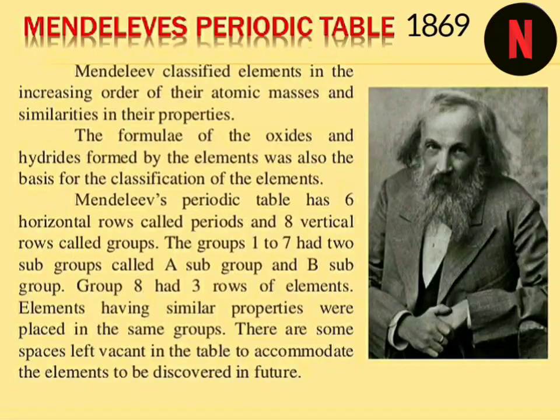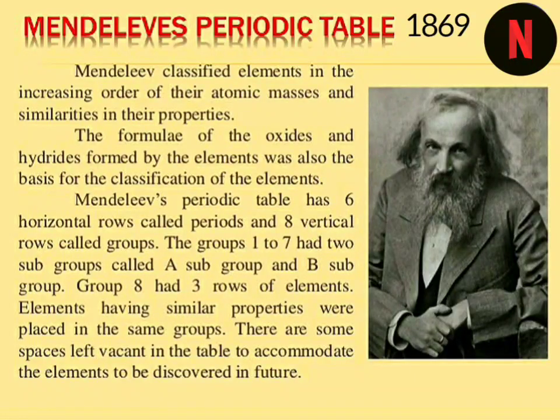The fourth classification of elements was done by Mendeleev in 1869. It was called Mendeleev's periodic table. Mendeleev classified the elements in the increasing order of their atomic masses and similarities in their properties. The formulae of oxides and hydroxides formed by the elements was also the basis for the classification of these elements.